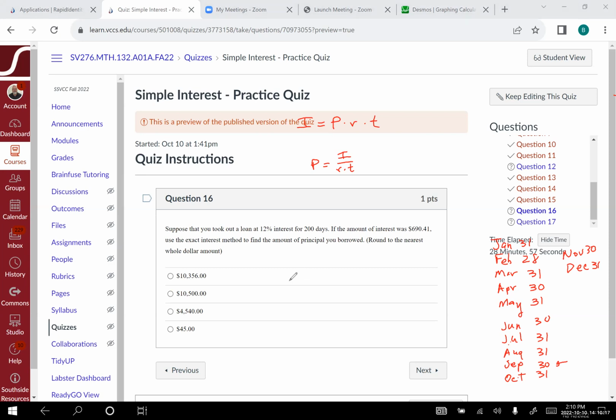So we're looking for the principal, and we have that formula rewritten. We take the interest, in this problem it's $690.41, and we divide it by the rate, which is 12%, 0.12, times the time, 200 days divided by 365 days. So let me go pop all that in a calculator.